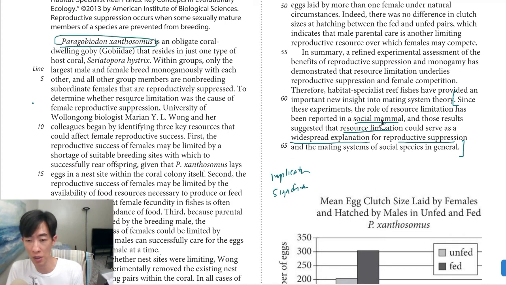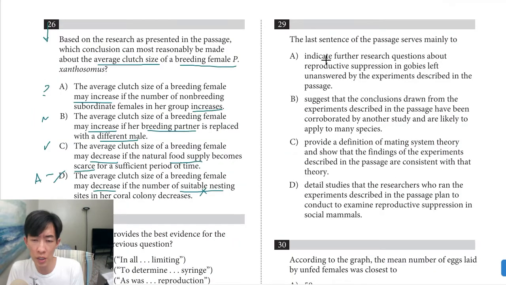They're saying they also found this going on in a social mammal, and that's outside of that animal group. And so they're kind of speculating that when they say the results suggest that resource limitation could serve as an explanation for reproductive suppression in general, they're saying that, hey, maybe we've found a general principle that works in the animal world. So let's see what they have. Choice A, indicate further research questions about reproductive suppression in gobies left unanswered. I'd say if it didn't say in gobies, because you could argue that there are further research questions that are implicated, but not in gobies left unanswered by the experiment. It seems like they answered all the questions they wanted to answer or figure out in that particular species.